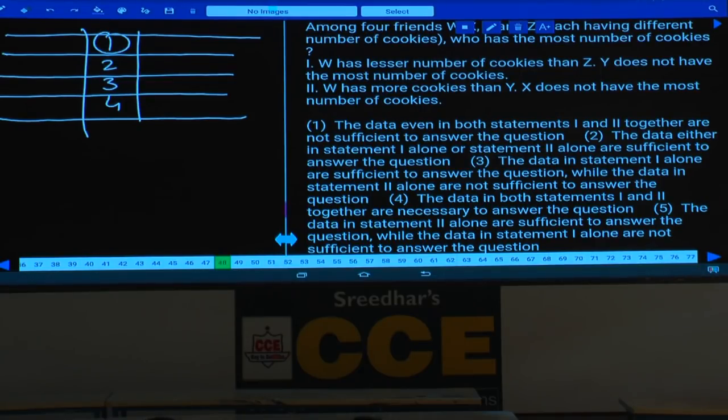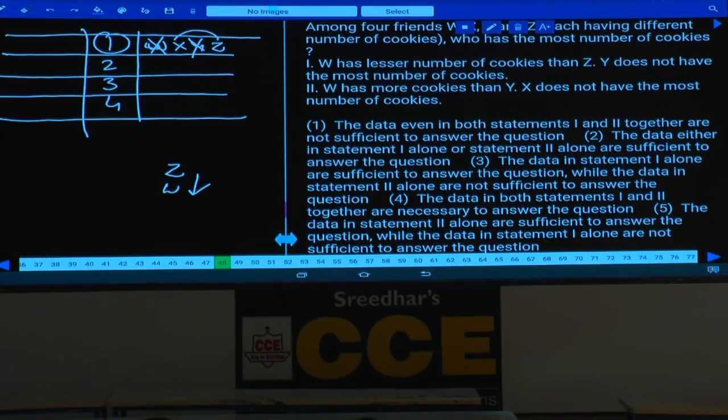Then condition number 1, W has less number of cookies than Z. As W has less number of cookies than Z, hence the possibilities could be any number. Y does not have the most number of cookies. Now tell me who are the persons here? W, X, Y and Z. As W is having less number of cookies than Z, hence W cannot have the maximum number of cookies. And at the same time, Y does not have the most number of cookies, so Y cannot be here. Then what is your answer here? Either X or Z can be the answer, isn't it?